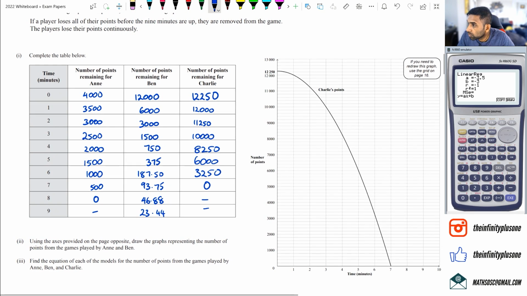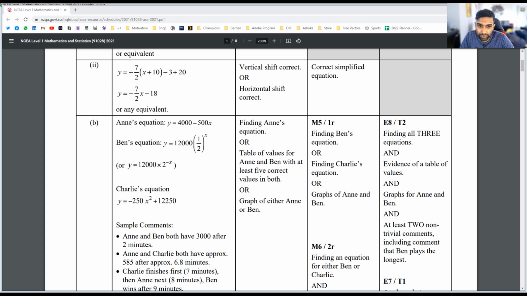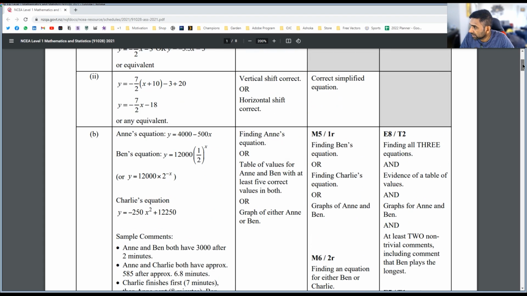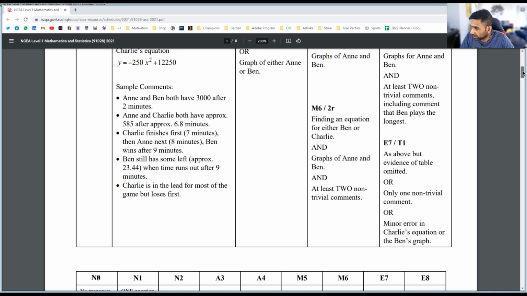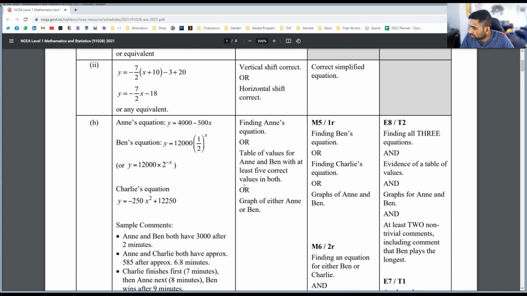Okay, so with completing this table, table of values with at least 5 correct. Okay, this is one of these weird questions, right? Look what we've got here. We've actually got a lot of things happening for this one question. So you could get an achieved if you get the table of values for Anne and Ben with at least 5 correct values in both. All right, so that's going to give you an achieved there.